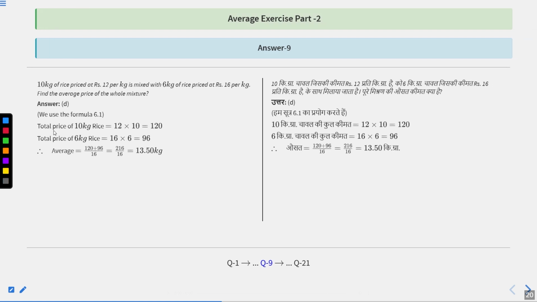According to the question, the total price of 10 kg rice will be 10 into 12, which is 120. The total price of 6 kg rice, where the price is 16, multiplying we get 96. So what will be the average? Total 120 plus 96 upon the total amount, which is 16 kg. So when we calculate it, we get 13.50 rupees. Clear? Next one.